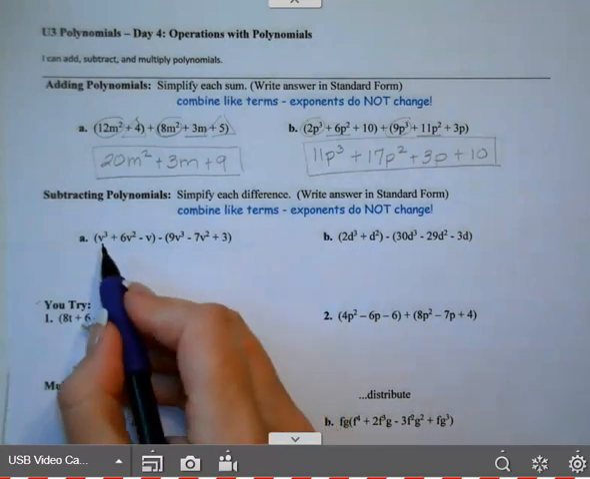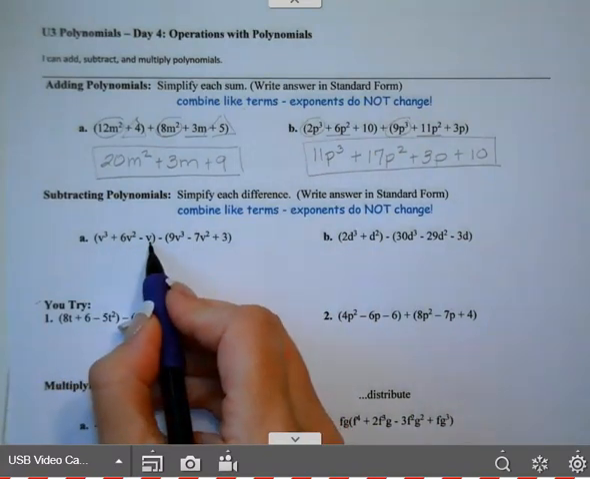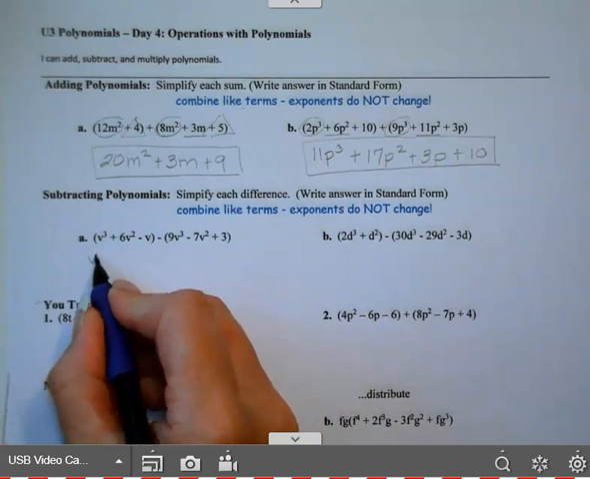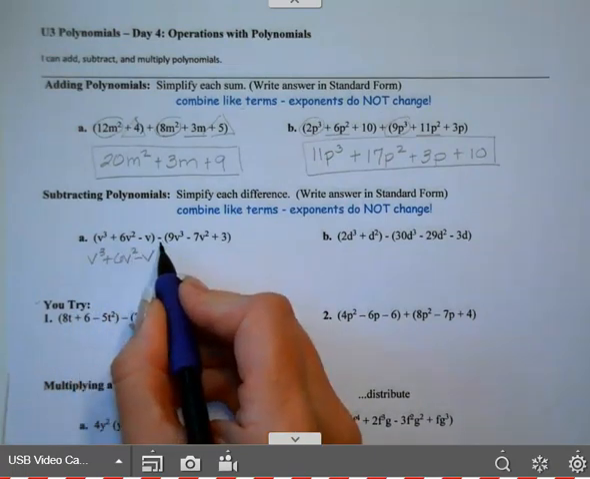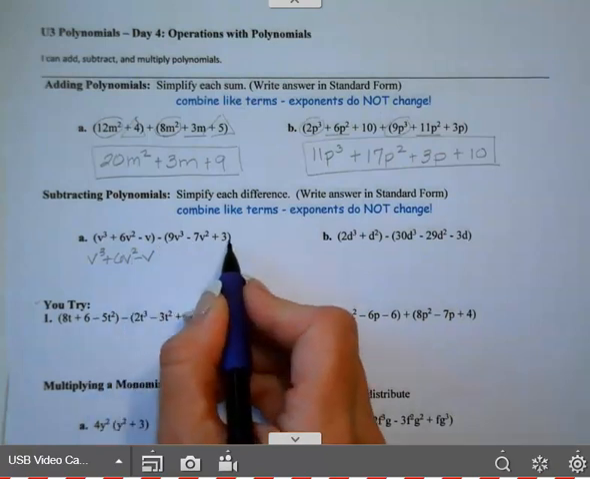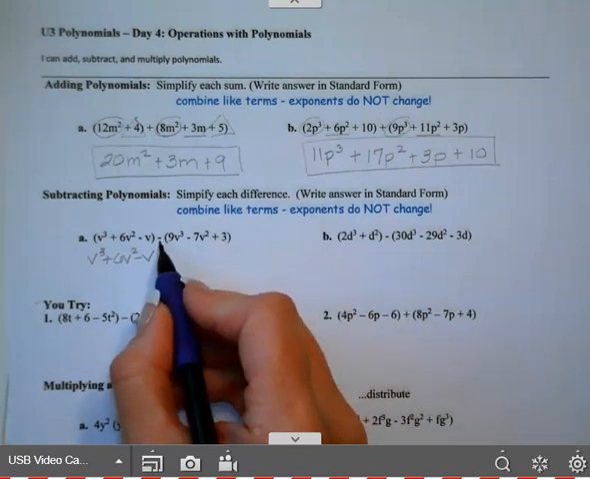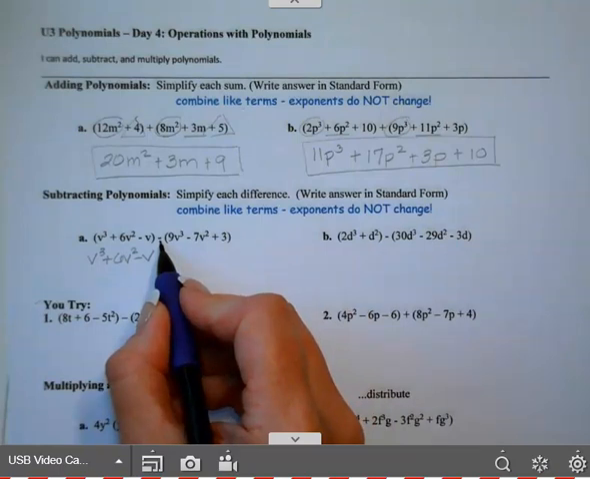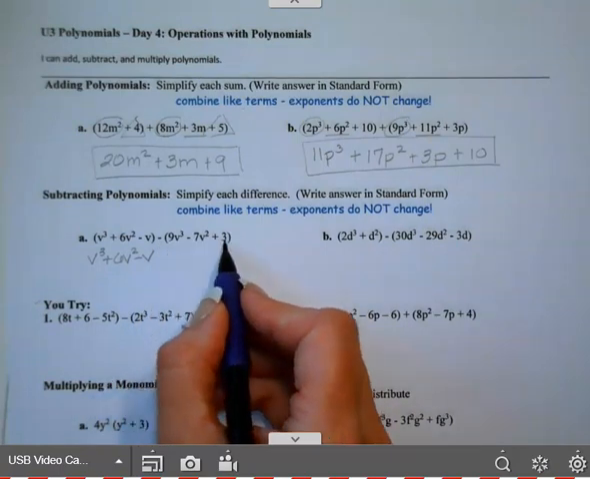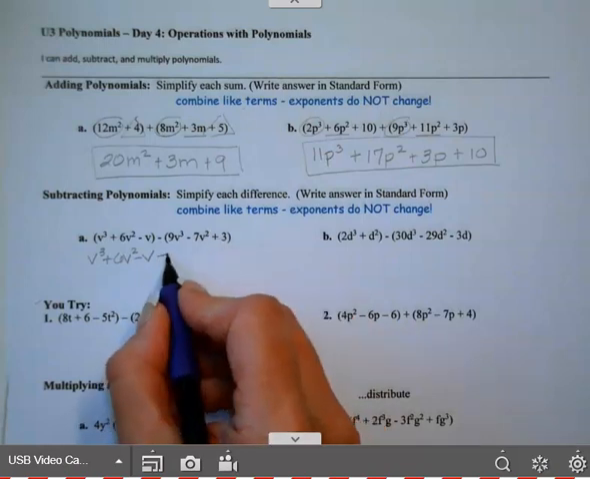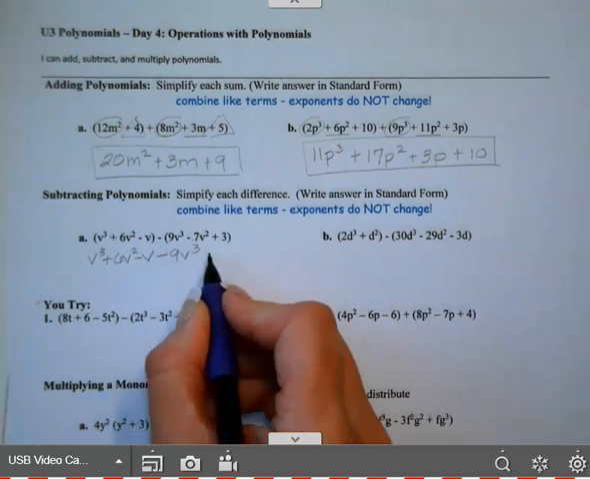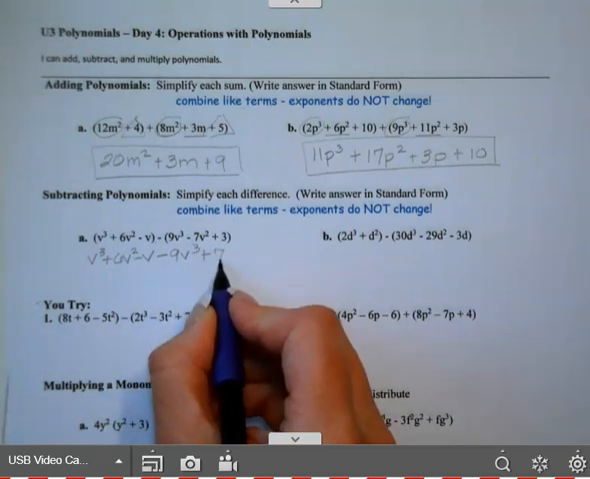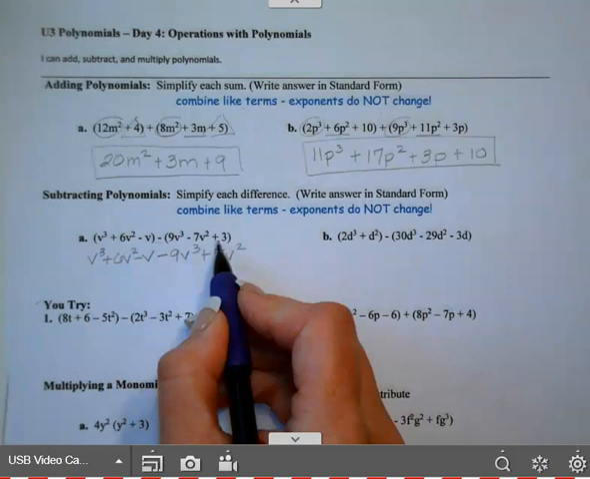Subtraction. The first parenthesis does not have a subtraction sign, so you can write it just as it is. Then I'm subtracting everything in the second set of parentheses, so I need to distribute the subtraction sign. Every term is being subtracted, so that means I'm going to change all the signs on the second set. That will be negative 9v to the third, minus minus gives me plus 7v squared, then a minus 3.